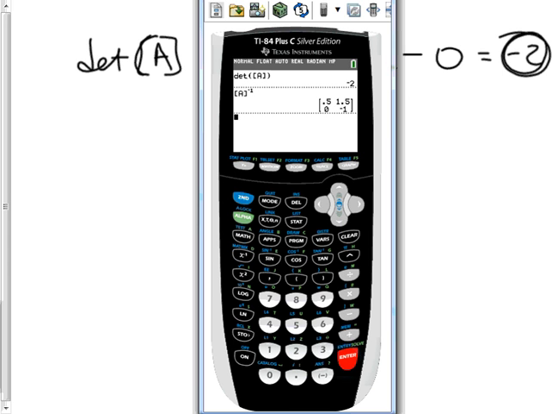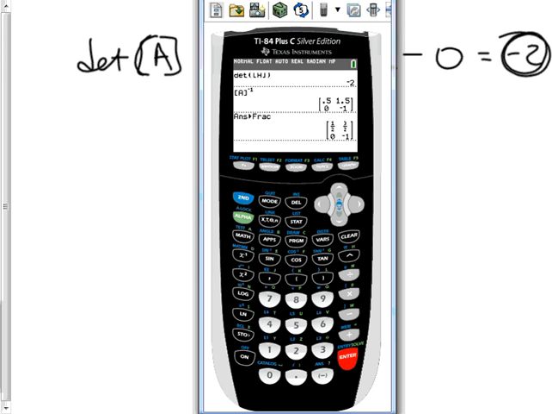And what did I say to do next? Change it to fractions. So I go math, enter, enter. And it changes the answer to a fraction, and it's 1/2, 3/2, 0, and -1. Raise your hand if you had that one right. Okay, good. That's by hand.